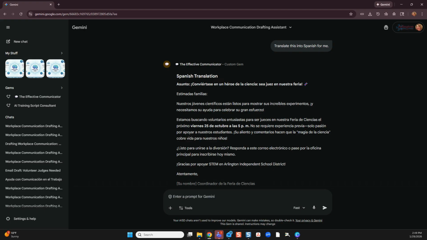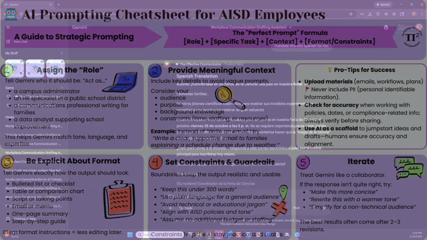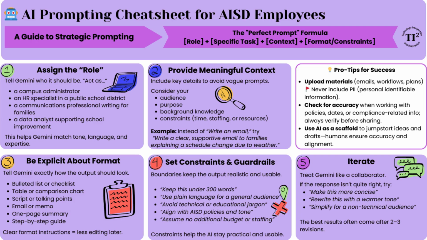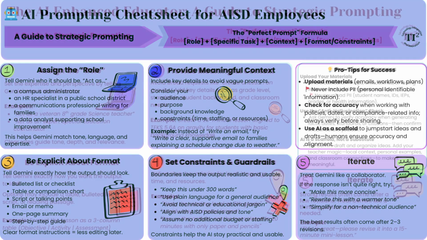You aren't staring at a blinking cursor anymore. You have a working draft to start from. If you ever feel stuck on how to ask the AI for changes, or if you want to write your own prompts from scratch without a gem, we have a resource to help. This is the AISD Prompting Cheat Sheet. It breaks down the ingredients of a perfect instruction, like giving the AI a specific role, providing context, and defining the format you want. You can download this directly from the Training Hub to keep on your desk.